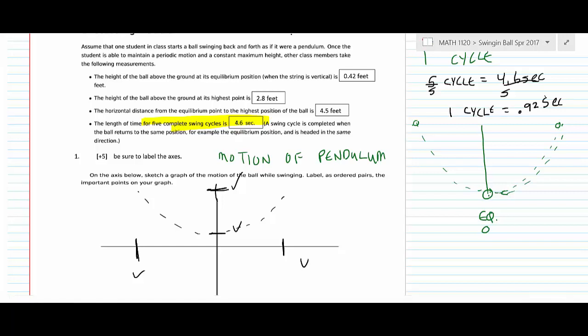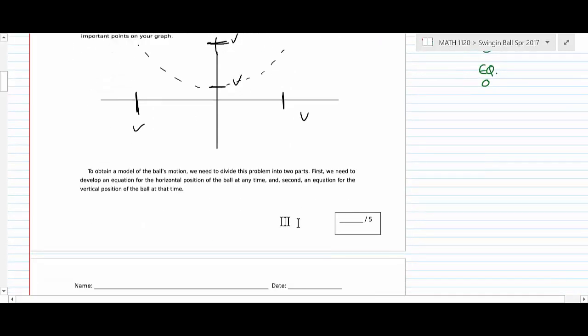Your job is just to fill in the points on that. So that's an easy part of the problem. Your graph's going to look like that, but you need to label what the x values are and those two y values. Read the problem and you'll easily figure that out.